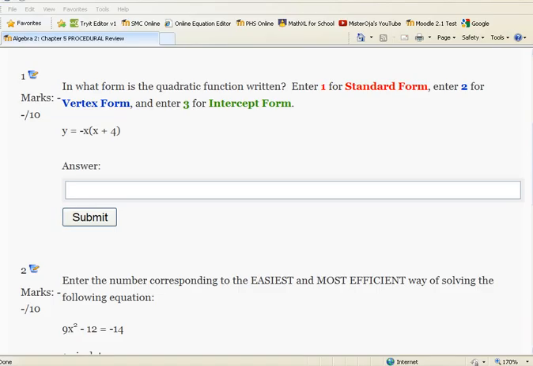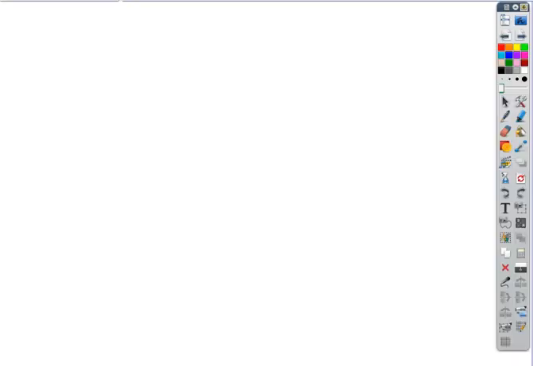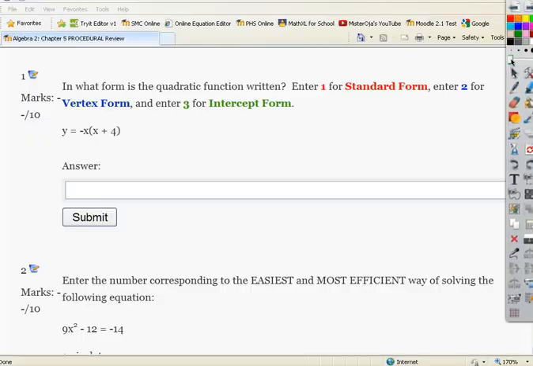This one looks a little strange. I can do one thing here real quick. Well, it's because it's missing the K. If we compare this to intercept form, I guess I should use green, huh? That's the one, right?